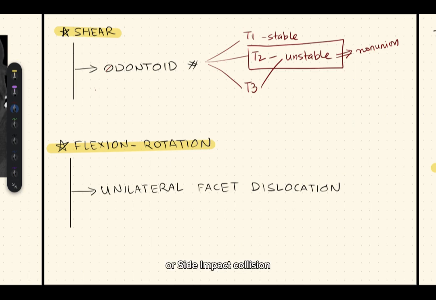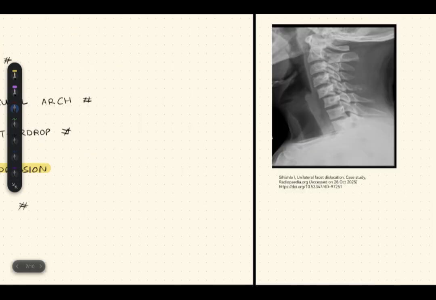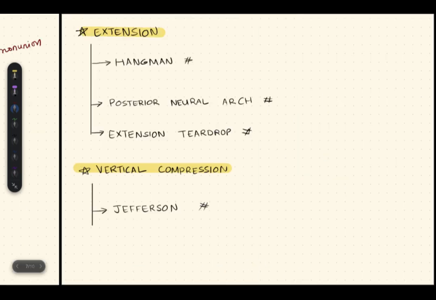Flexion rotation injury occurs when flexion gets combined with rotation, as the name suggests, like in a rollover or side impact collision, and it produces facet dislocation, usually unilateral. But unlike bilateral facet dislocation, which is quite unstable, unilateral one is very stable. So here we can see the unilateral facet dislocation of C5-C6.